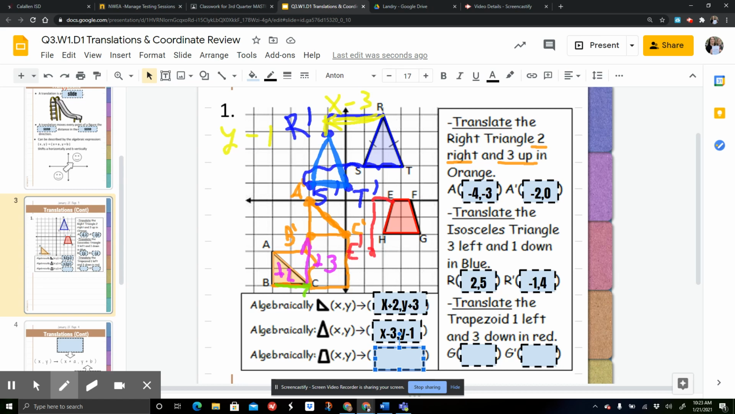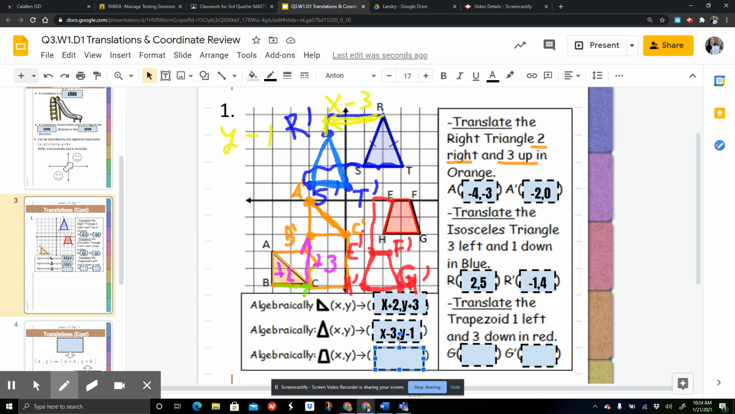We do the same thing with F. And then we can draw our line between E and F. For H, again, we're going to go 1 left and 3 down. And then we can draw our line. And for H, 1 left and 3 down. And that's H prime. And we can draw our line. Sorry, that's G prime, that one right there.